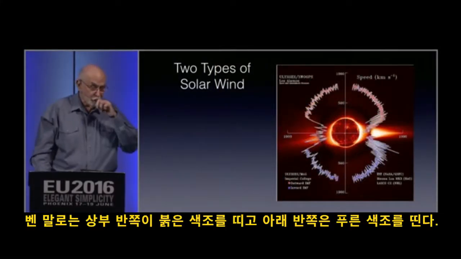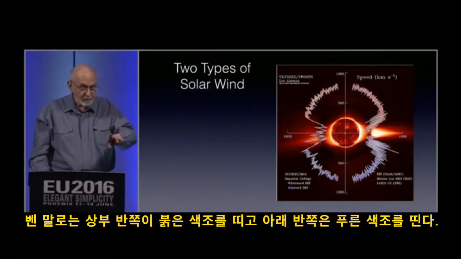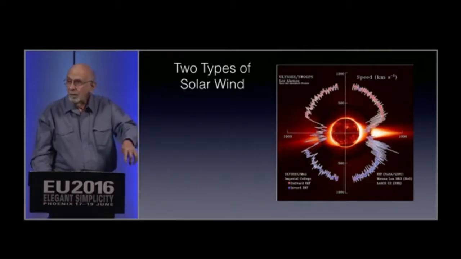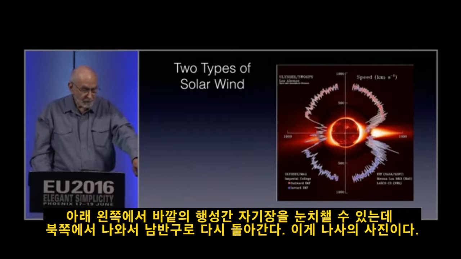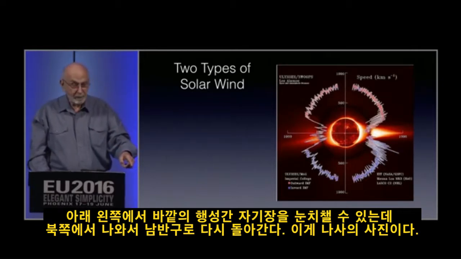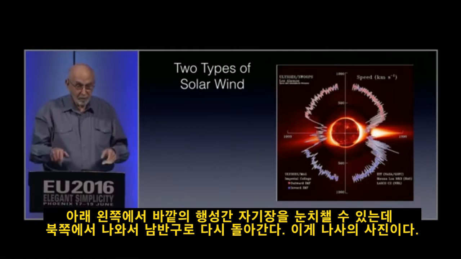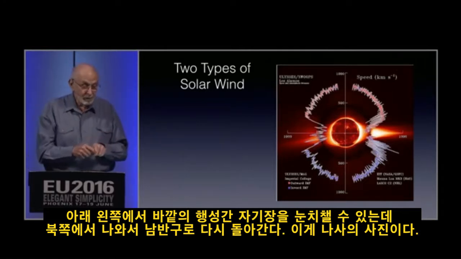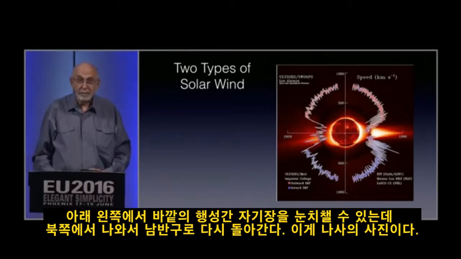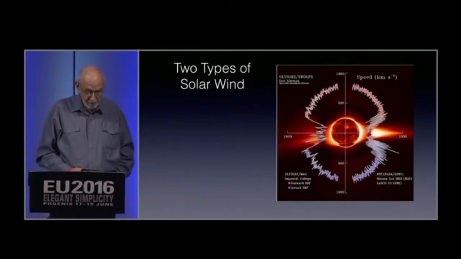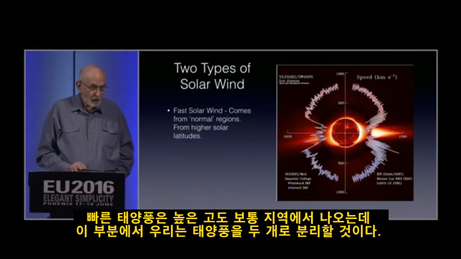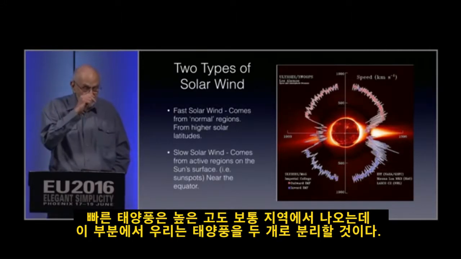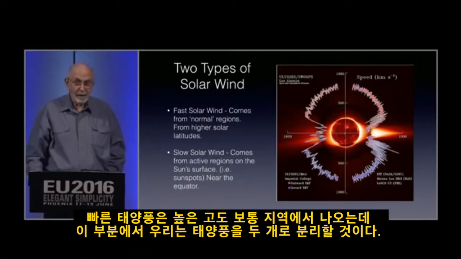Apropos what Ben was saying, the upper half of this is sort of tinged in red, and the lower half is tinged in blue. And you notice on the lower left, it says the outward IMF, outward interplanetary magnetic field, is coming from the north at this point in time, and then back into the southern hemisphere. But that's from NASA. Anyway, the fast solar wind comes from normal regions from higher solar latitudes.